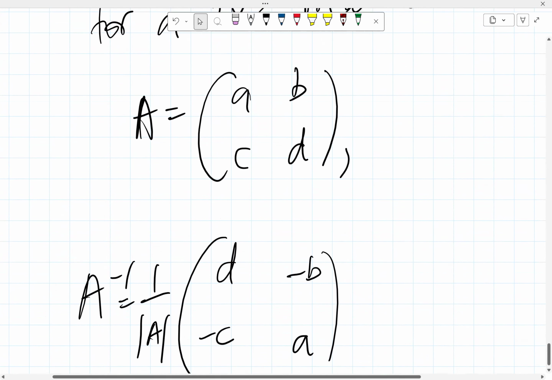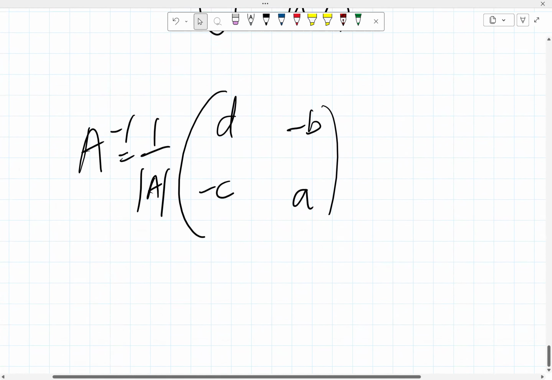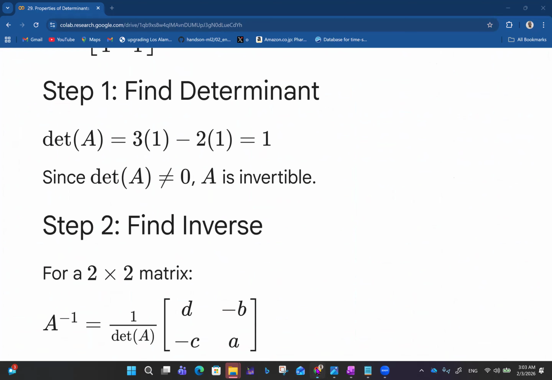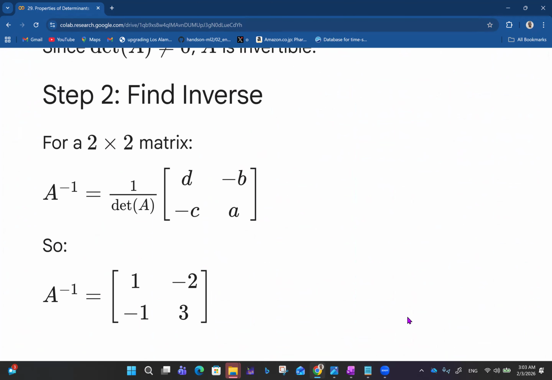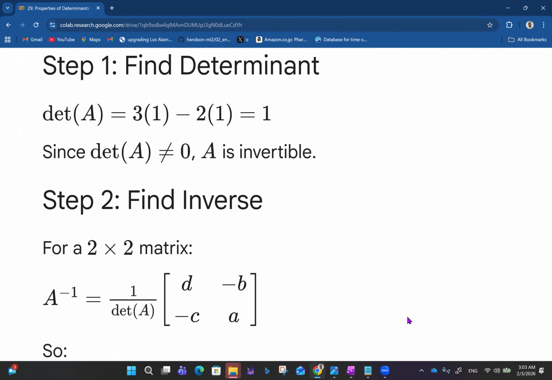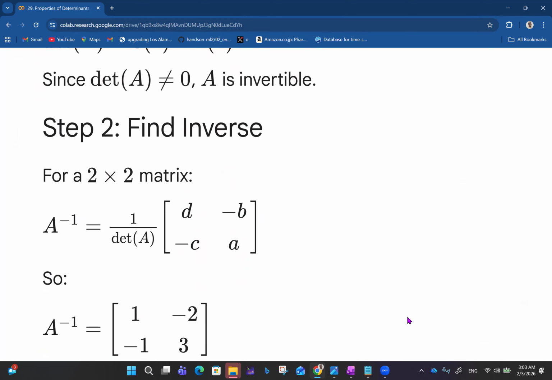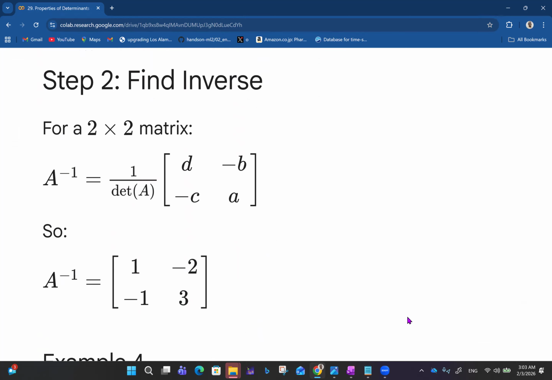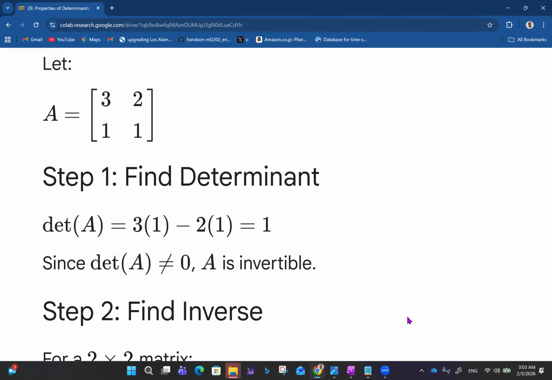And then change the signs of B and C. And that's it. So that's how the determinant goes for 2 by 2. So if that is the case, then A inverse for the original 3 2 1 1: 3 and 1 will switch, 1 and 3, and then for 2 and 2 we have minus, minus, and the determinant of this is already 1.